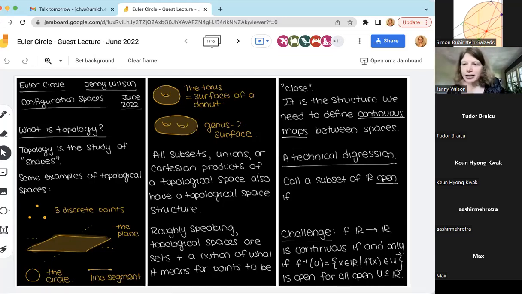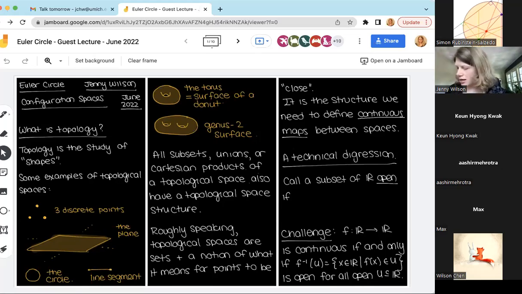So here's a technical digression. This technical digression is something you're welcome to ignore for the rest of the talk if it doesn't speak to you. But this is a hint at what it would take to make this idea of a topological space precise. And the key is, we'll start with understanding the topology on the real number line.